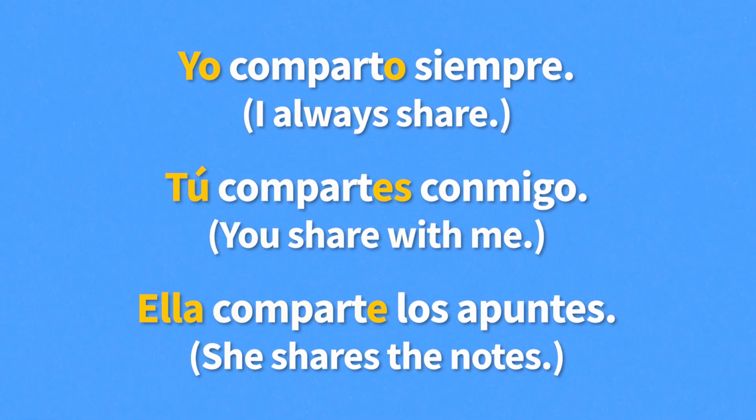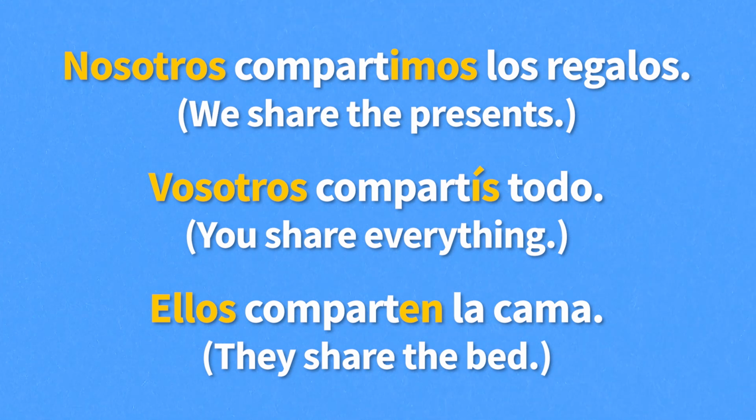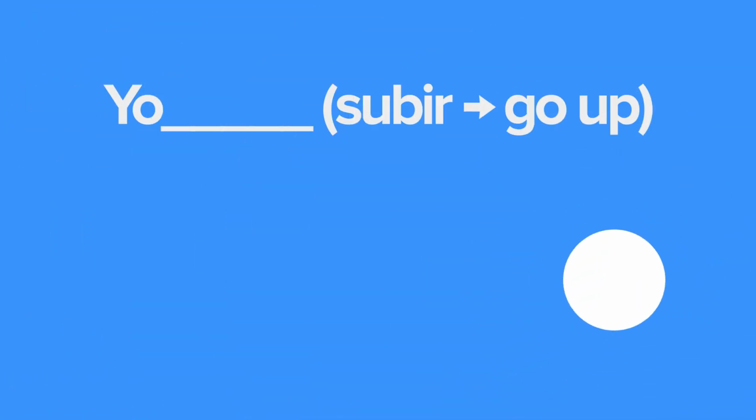Yo comparto siempre. Tú compartes conmigo. Ella comparte los apuntes. Nosotros compartimos los regalos. Vosotros compartís todo. Ellos comparten la cama. Now that you know how to conjugate any regular IR verb, I think it's time to put what you've learned to the test. I'll give you a few seconds to answer.